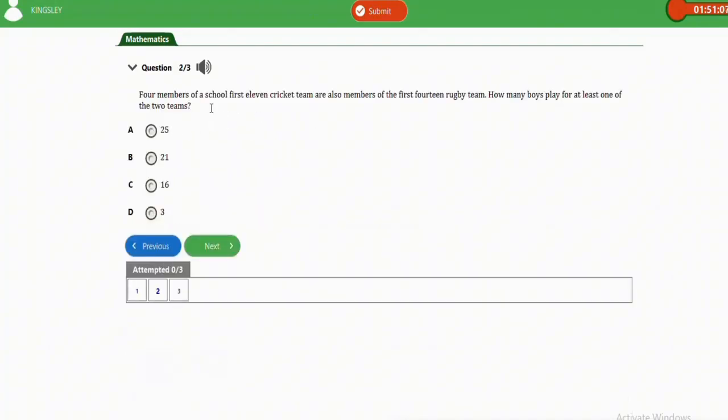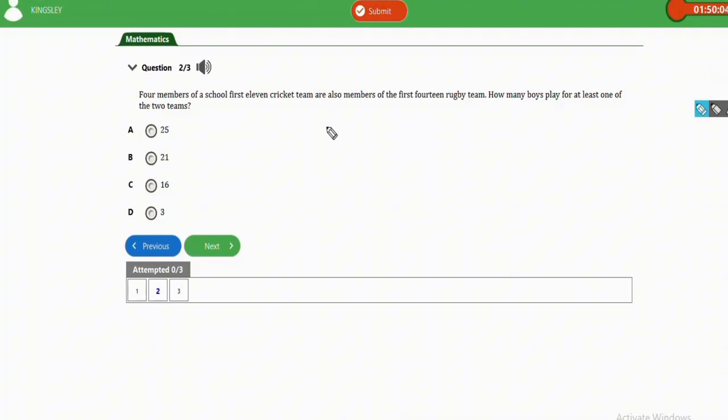So this is the next question. It says 4 members of a school first 11 cricket team are also members of the first 14 rugby team. How many boys play for at least one of the 2 teams?